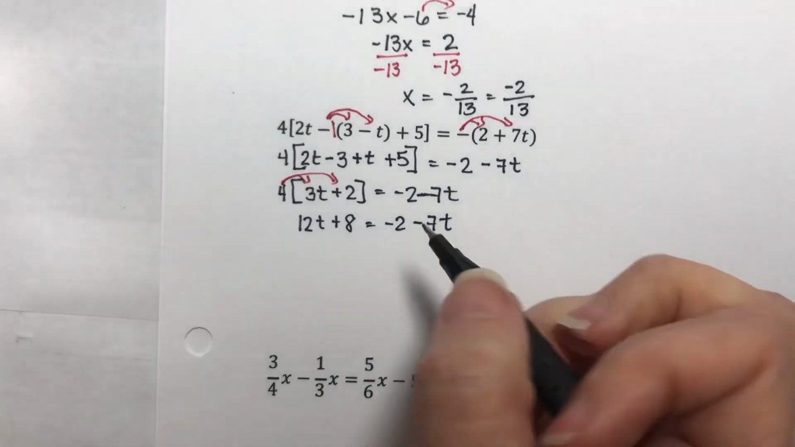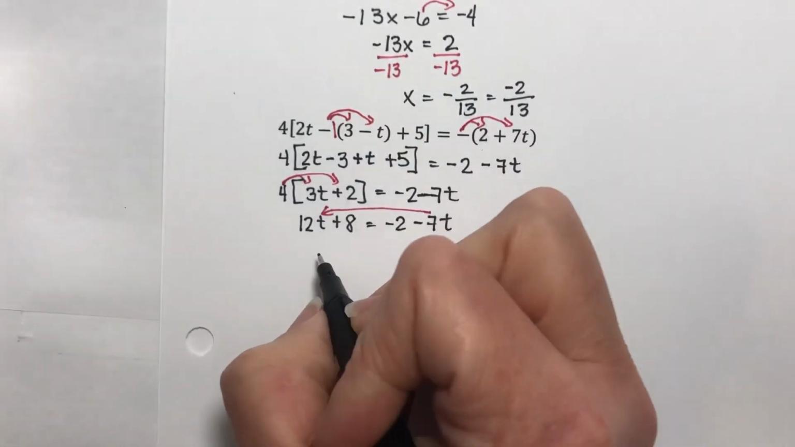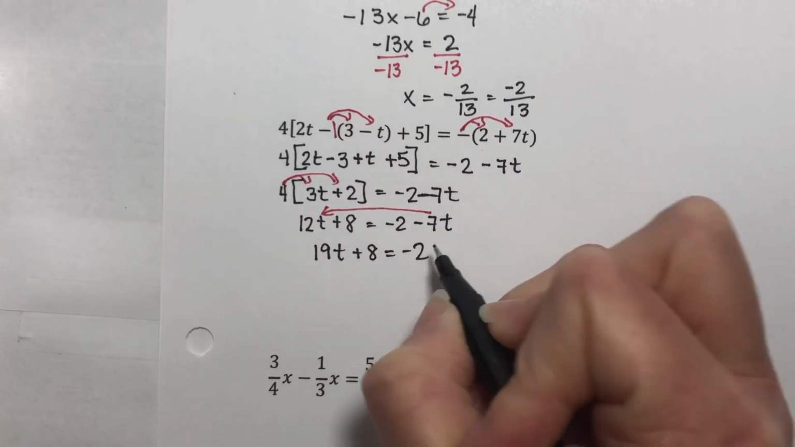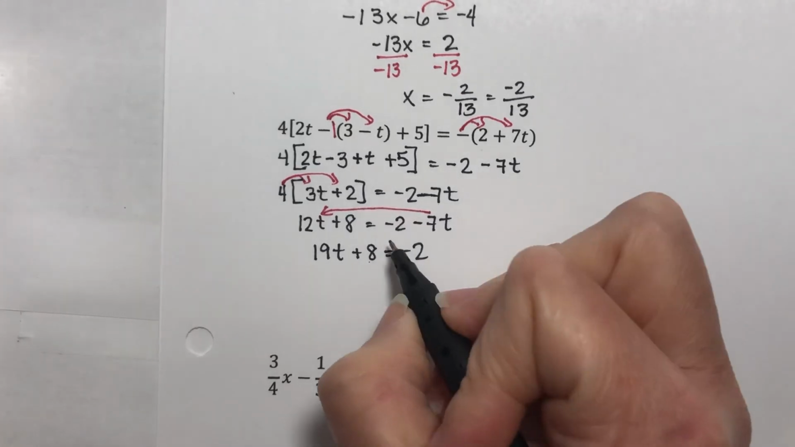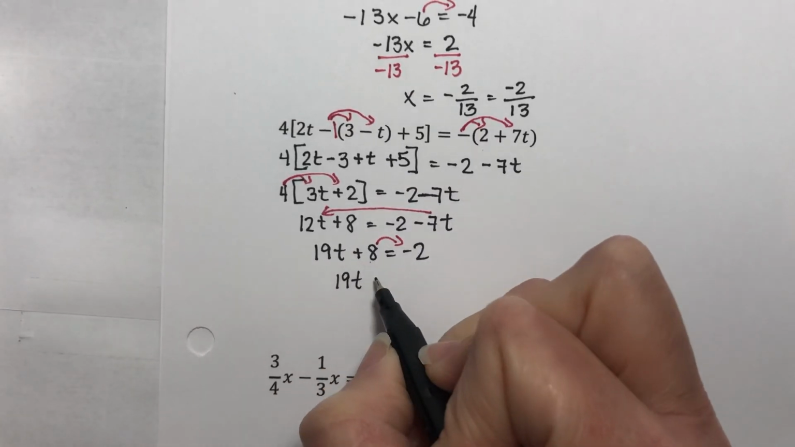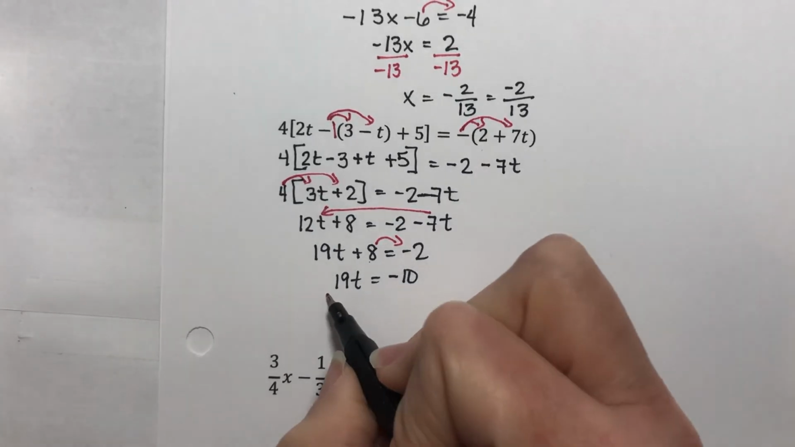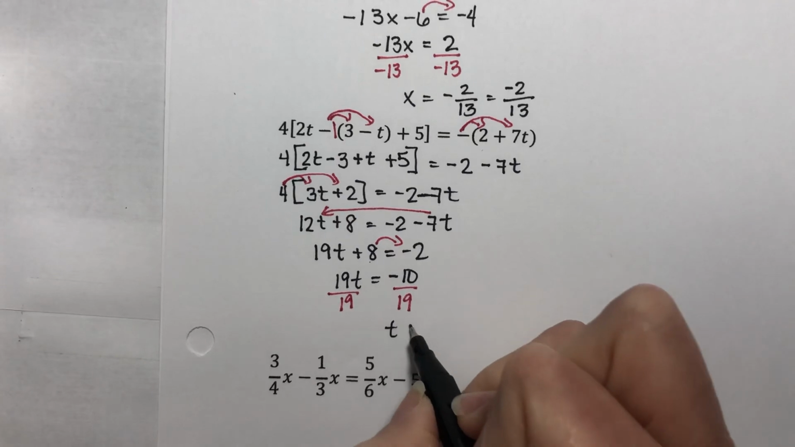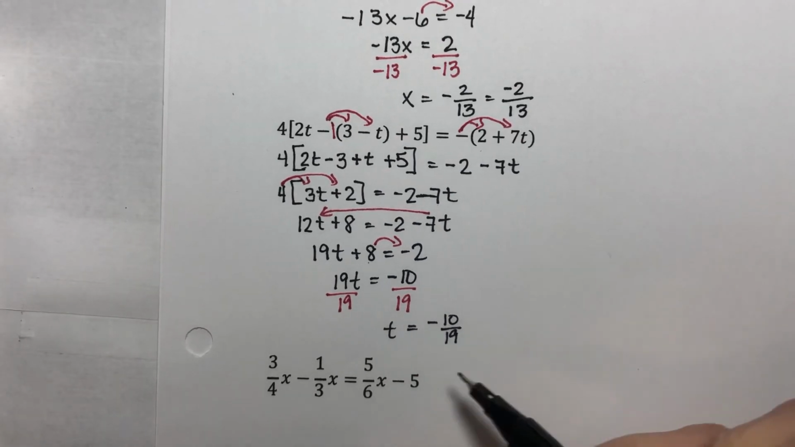I want to get my t's together, so I'm going to move this one all the way over to here. So I am adding 7t to both sides, which gives me 19t, and then I still have the plus 8 equal to negative 2. Now let's subtract 8 from both sides. That leaves me with 19t. That cancels out. Negative 2 minus 8 is negative 10. Let's divide both sides by 19. And we get t is equal to negative 10 over 19, which is a very ugly answer, but it is entirely possible that it's correct.